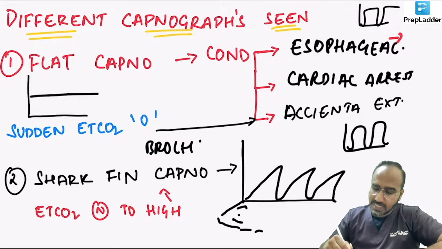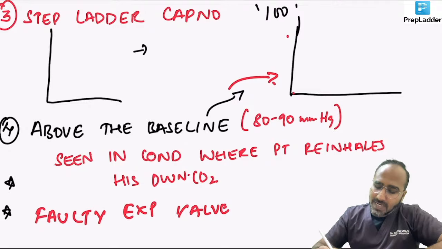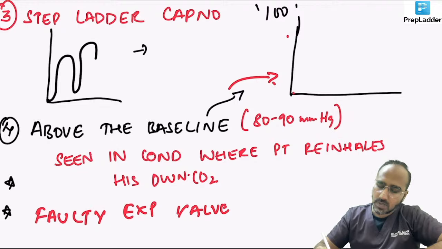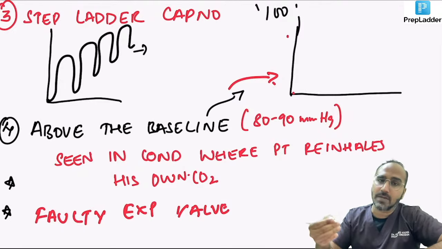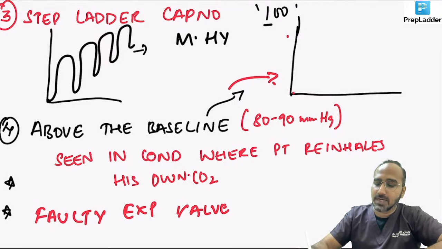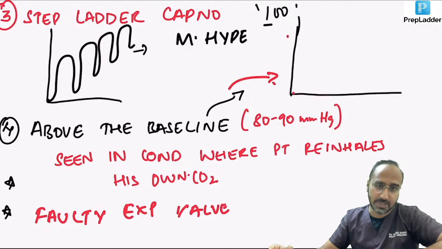Just look over here, guys. Next, after intubating, if you are getting this EtCO2, is it normal, guys? No. That means it is slowly increasing. Step ladder pattern of EtCO2 increasing is seen in malignant hyperthermia, as in our case.